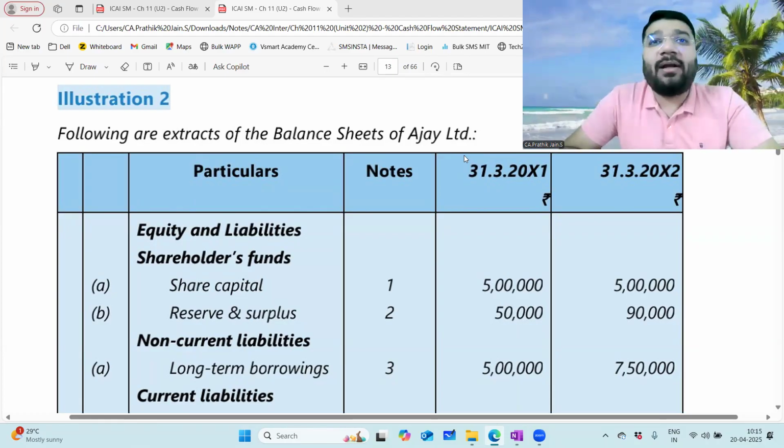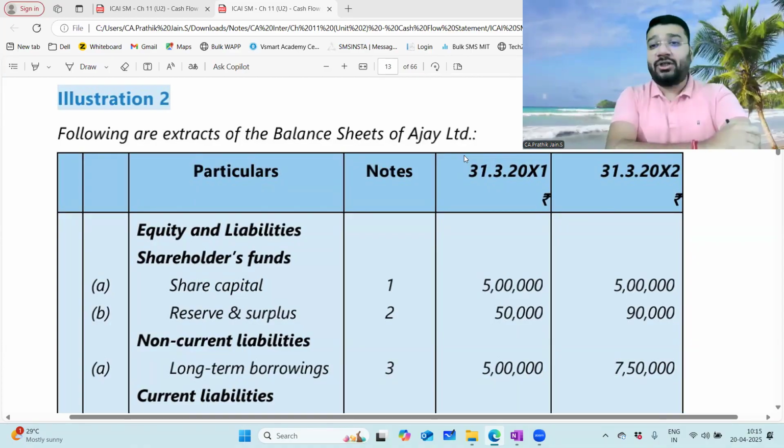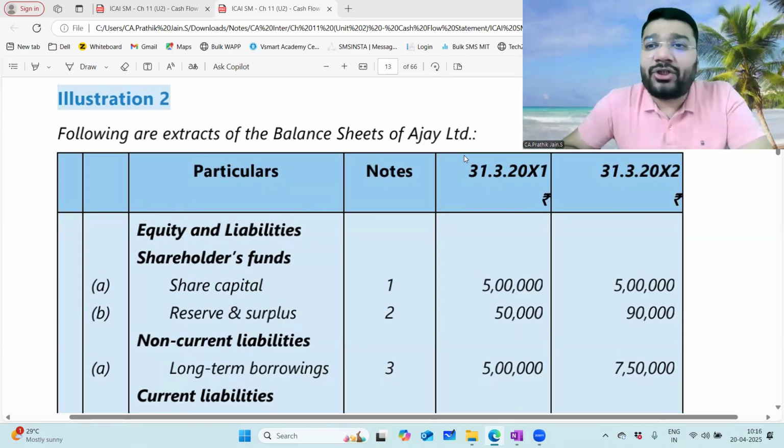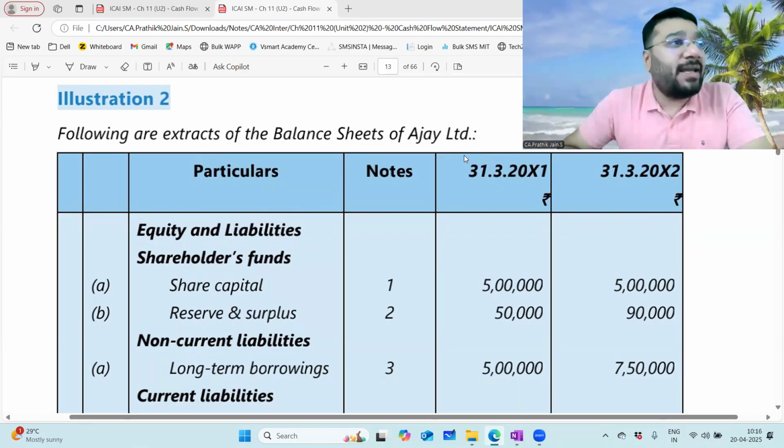So, guys, we're doing this chapter called cash flow statement. In the last class, we had a discussion, rather a revision, on how to prepare the asset account, the provision for depreciation account, and the asset disposal account. In continuation to that, in today's class I'll start solving the ICAI questions directly.